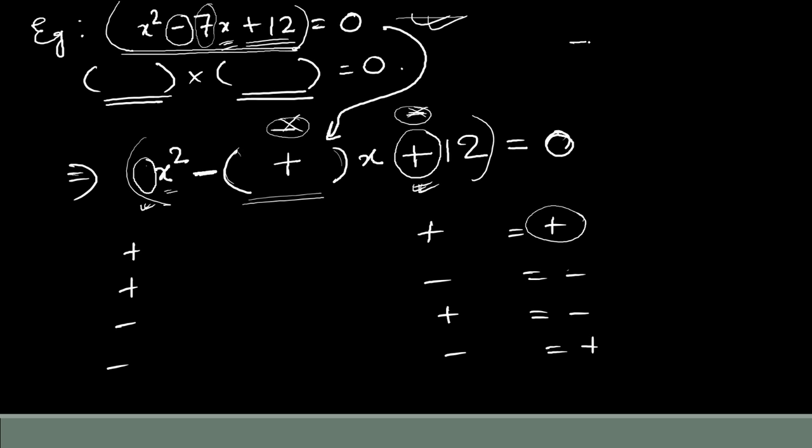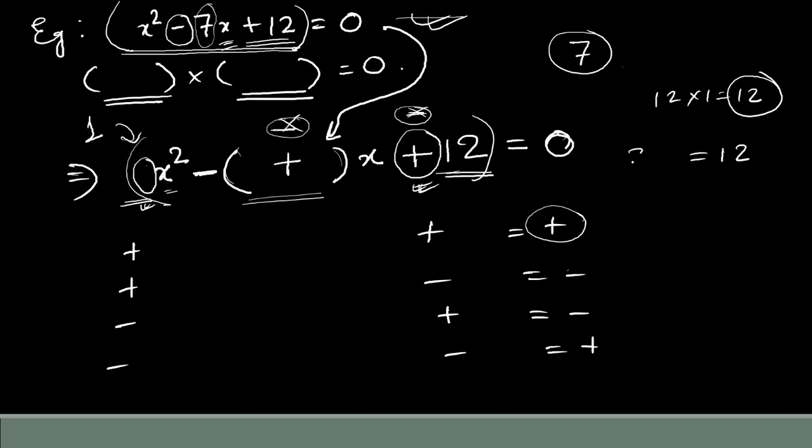And this 7 that we have, how will we express it? First you have to multiply this 12 times whatever the coefficient of x square is. Now the coefficient of x square is 1, and this is 12, so 12 times 1 is 12. Okay, so you have to divide 12 into two factors such that the sum gives 7. So let's say 12 can be written as 2 times 6, it can be written as 12 times 1, it can be written as 3 times 4, right?